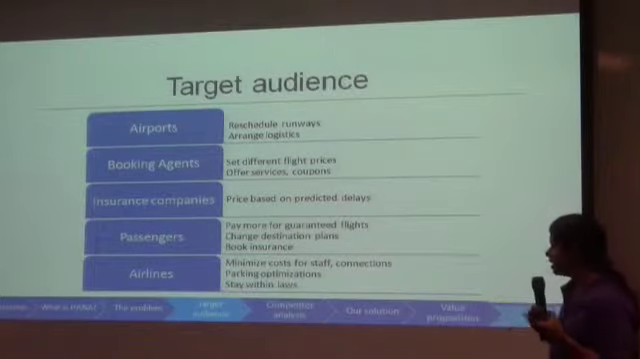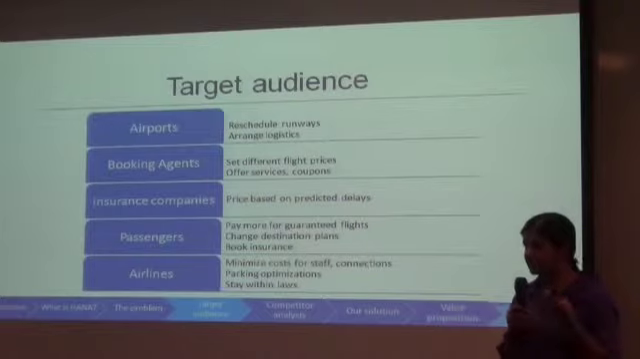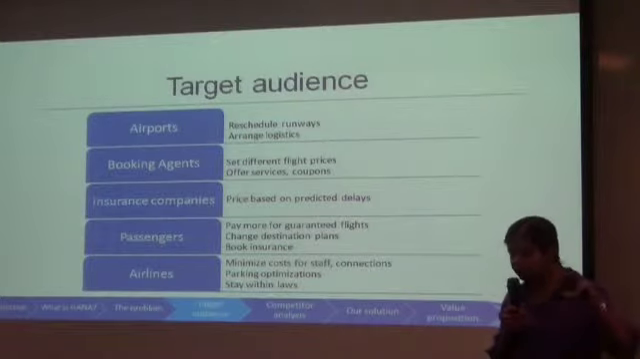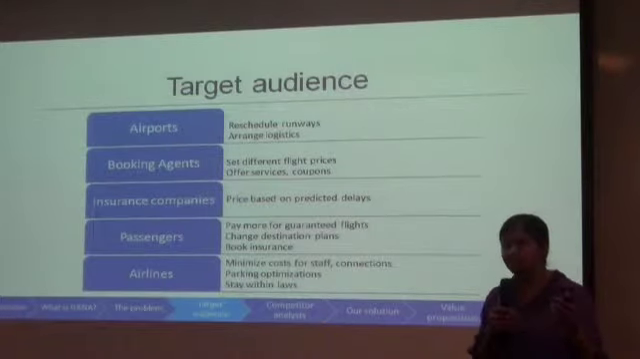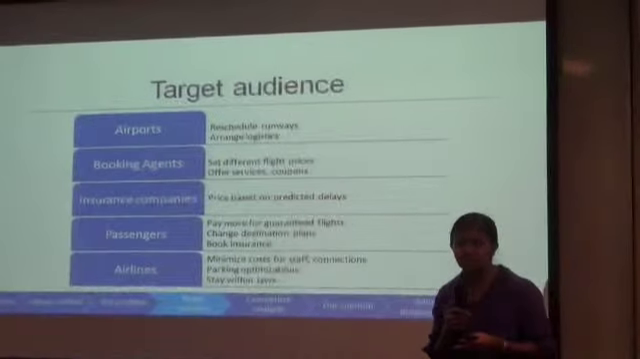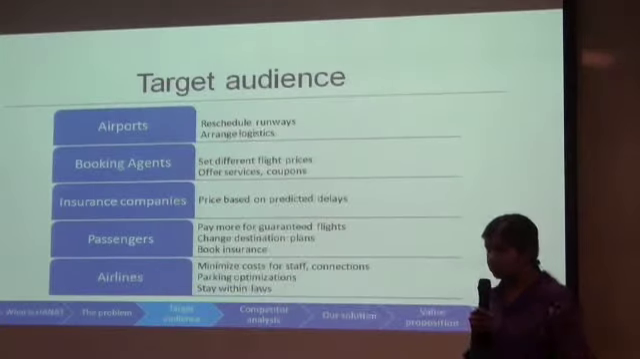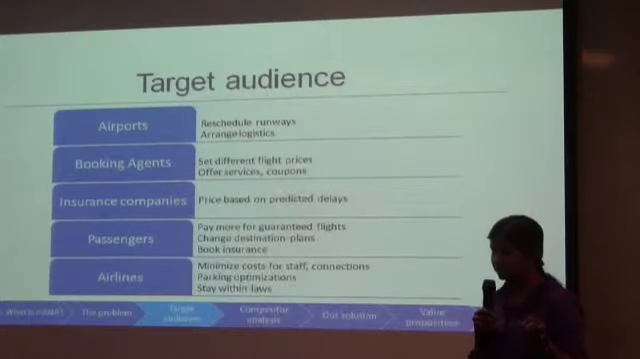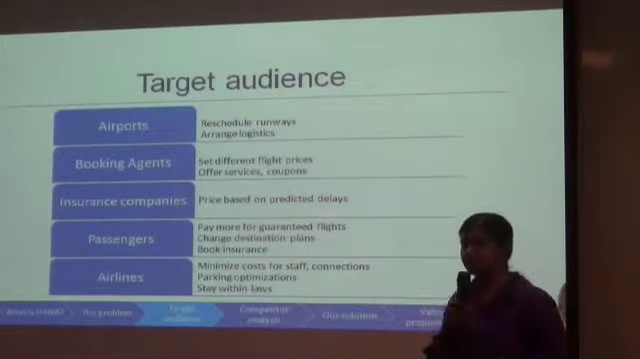Then the booking agents. A booking agent can sell different flights. They can offer services, coupons. They can say, okay, book this flight and it's guaranteed. So even if you have to pay a little more, maybe this is better for you. Similarly, insurance companies can do differentiated pricing based on predicted delays and say, okay, the delay for this flight is going to be more, so we're going to charge you more for insurance, and it's up to you to take it or not.